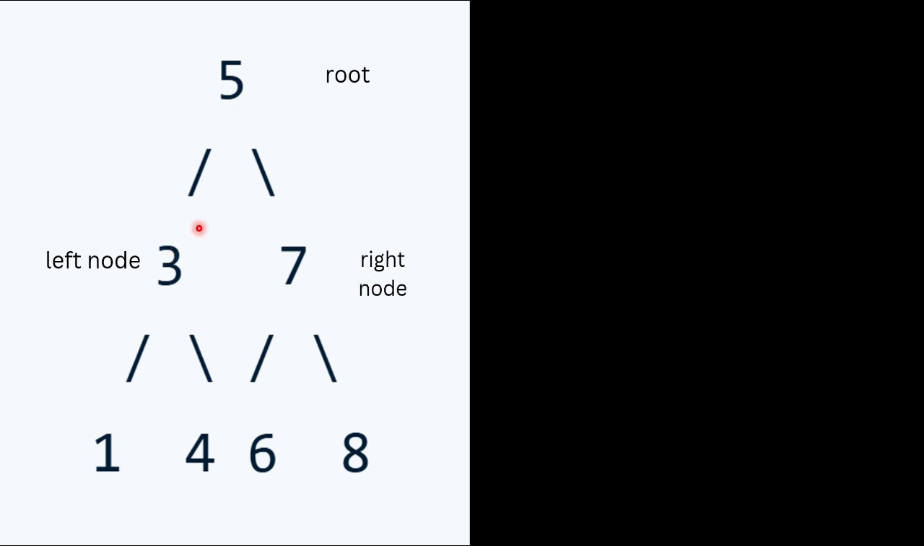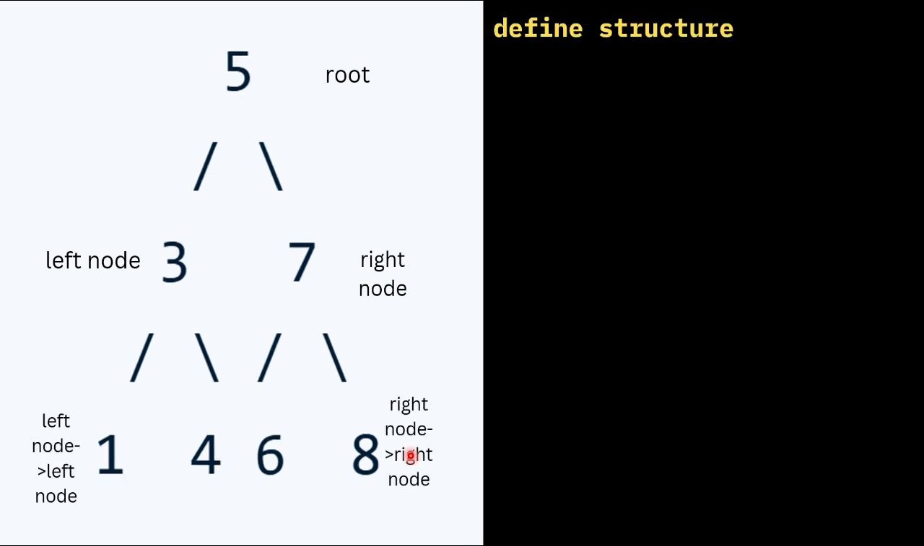This left and right node, if this is the left node and this is the right node, then what node will this be? It is the left and left node. This will be the right and right node.